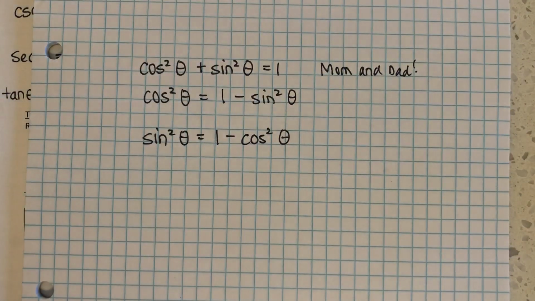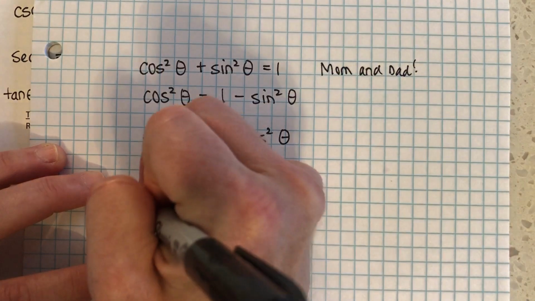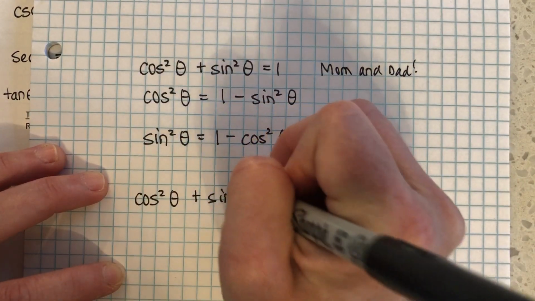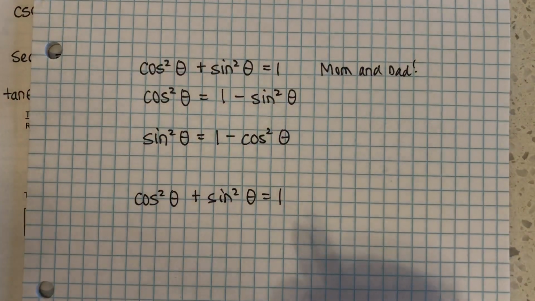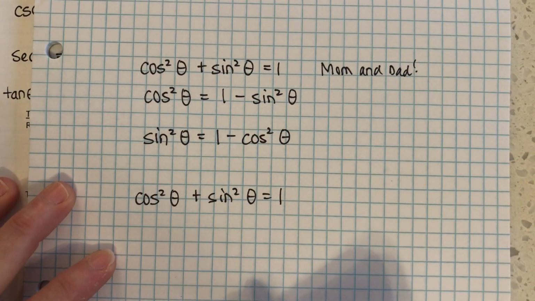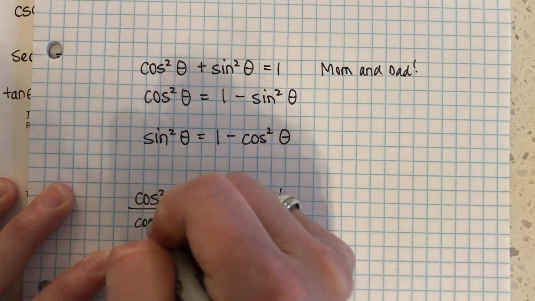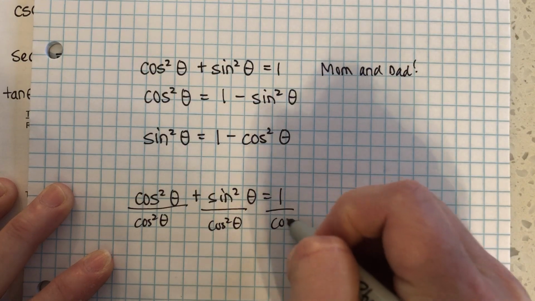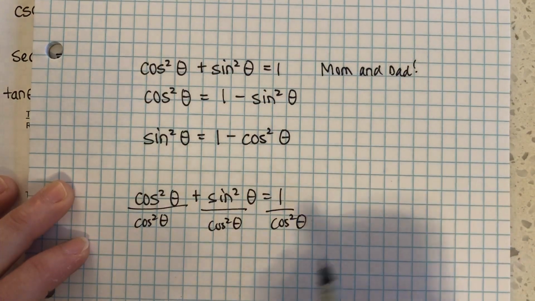Okay. All right. We have to get a little bit more creative to create other ones. So if you take the mom and dad, the fact that cosine squared theta plus sine squared theta equals 1. Well, what if you just said to yourself, what if I just divided everything in the problem by cosine squared theta? So if I divided this by cosine squared theta, divided this by cosine squared theta, and divided this by cosine squared theta, what would you get now?